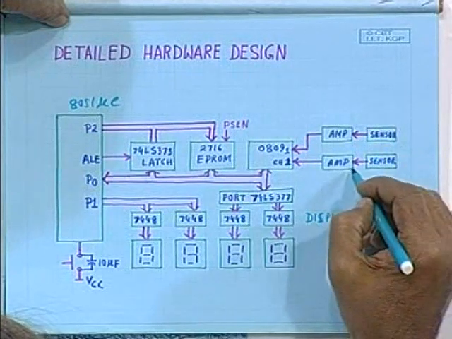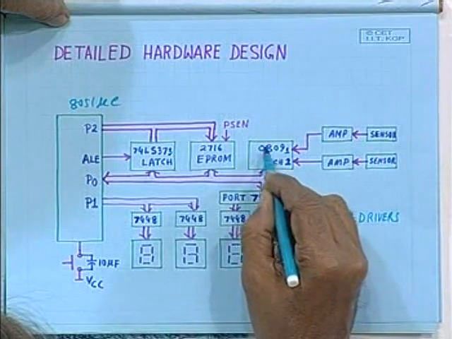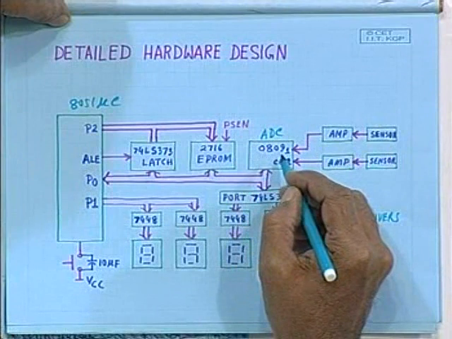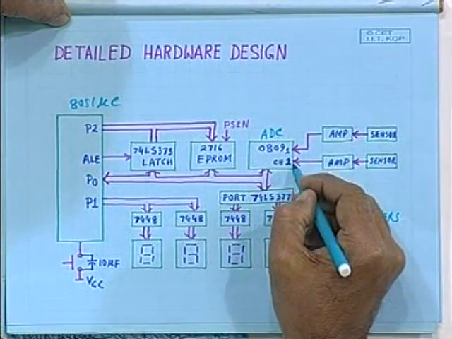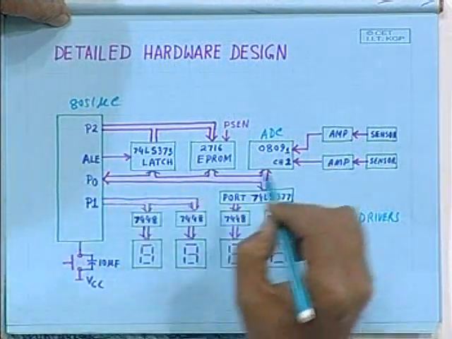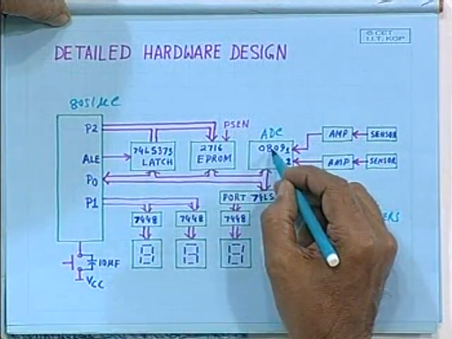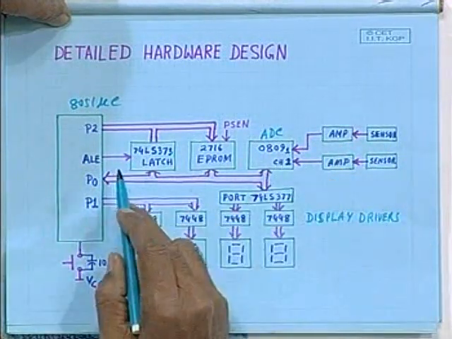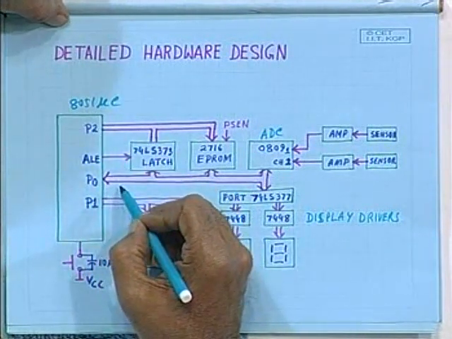The sensor and amplifier details we have discussed. Now we shall be using 0809 ADC with multiplexer. This ADC has a built-in 8-channel multiplexer. Obviously, for this application, we shall be using only 2 channels, and the microcontroller will select one of the 2 channels and read data either from this sensor or from this sensor. And this is the typical circuit that you have already discussed in detail.